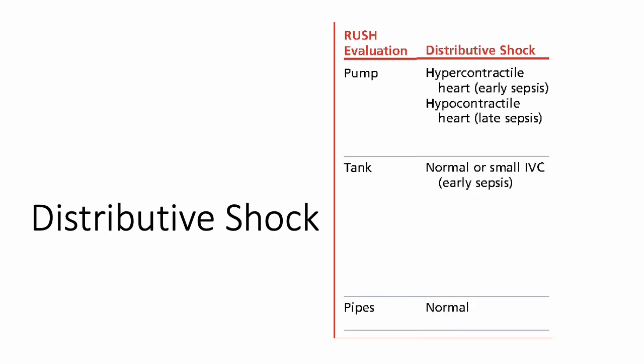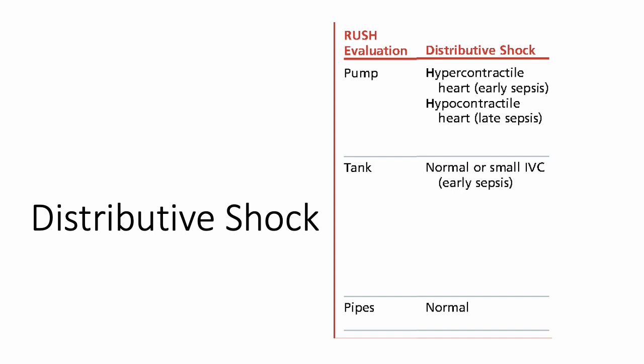And then last but not least, distributive shock. So this is our sepsis type shock. We're going to be looking at a hypercontractile heart with either a normal or small IVC with a normal pipe exam, with no evidence of a DVT or AAA. And so those four types of shock are how we classify things in the rush exam.